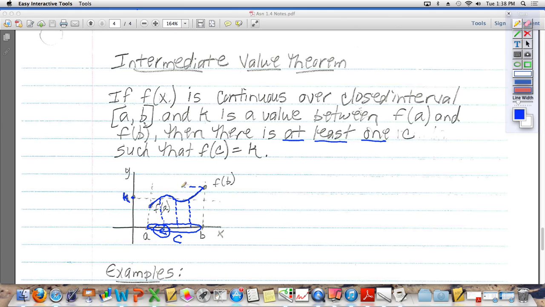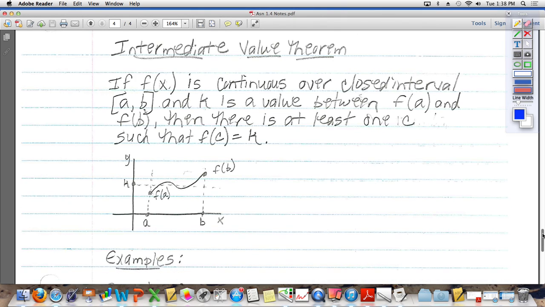In fact, I might even do this. Here's f of a. This right here is f of b. That's what the intermediate value theorem means. Still probably doesn't mean much until I start talking about some examples.